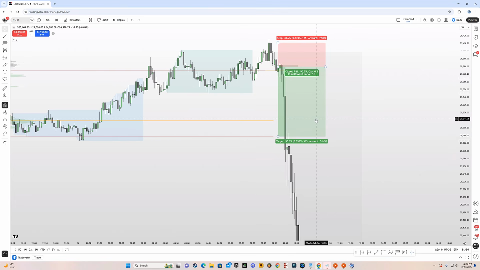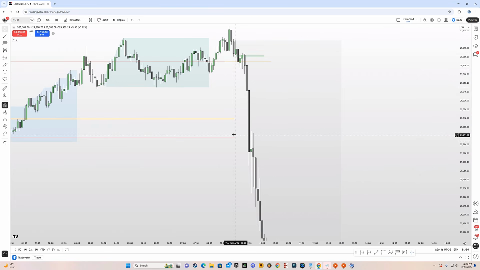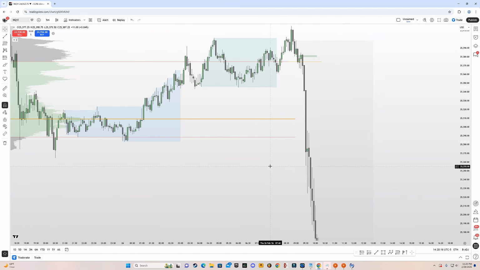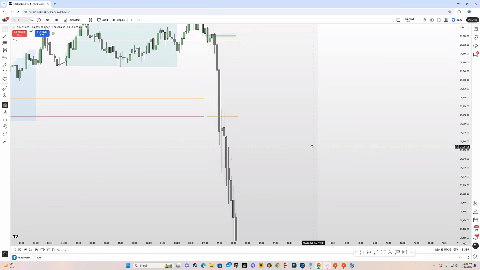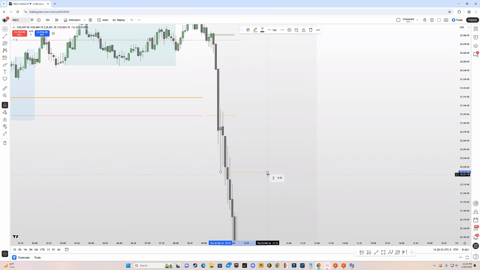Okay? And then you can see we also had a breakout trade in the same day. So we closed below the value area low. Okay? We came back and retested this level, value area low, but we saw rejection. And then we had this low over here.